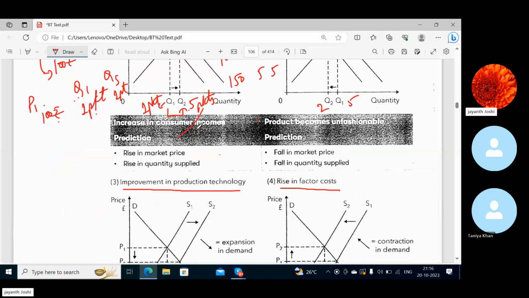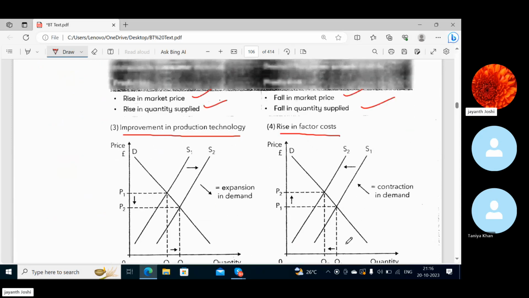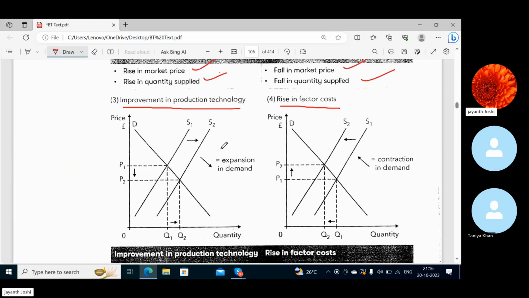So, increase in consumer income: rise in market price, rise in quantity supplied. And product becomes unfashionable: fall in market price, falling quantity supplied. Here what we can see, improvement in production technology, the supply will be more, demand will be constant, because demand won't change due to improvement in production technology. People won't show demand when the technology is changing or is high tech. So demand is not going to shift, because this is not a factor which can shift demand.